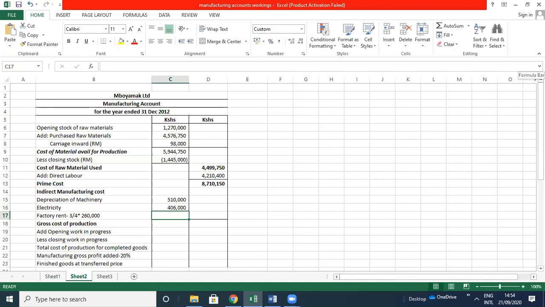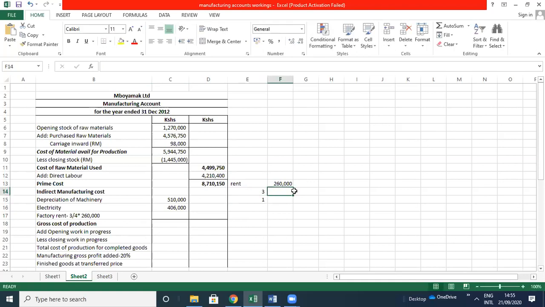Factory rent. If you look at the rent there, it is classified as 260, right? But there is a note in the additional information. What have we been told about the rent? There is something that we've been told about the rent. Total rent is 260, right? But we have been told that we must apportion it so that it is 3 to 1, right?